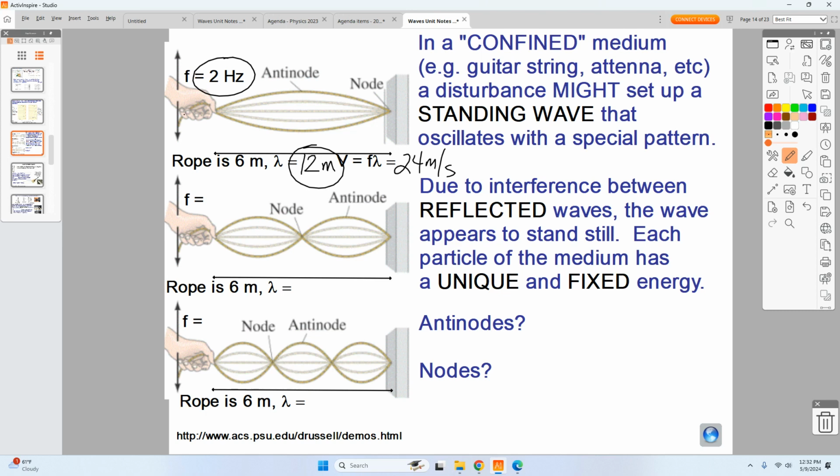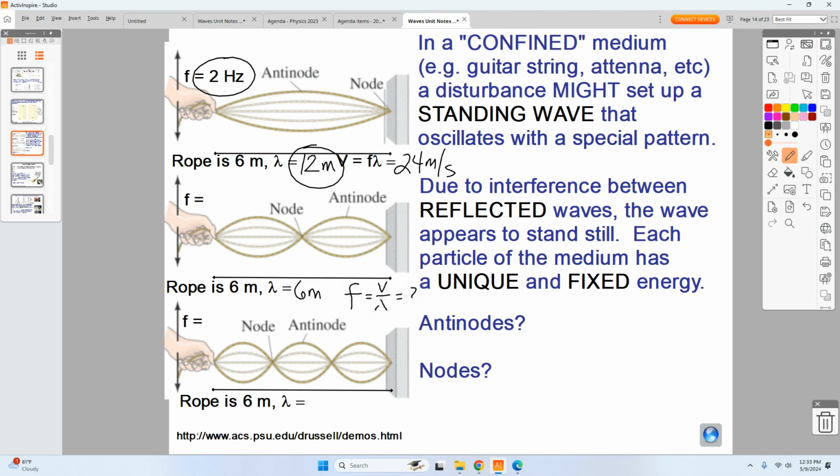Now, the next frequency that we had set up, the rope is 6 meters still, right? It's the same length. What is the wavelength now? It's 6 meters. My question for you is, what is the frequency of that oscillation? Do you guys agree that the speed is the same? It's the same kind of rope? So what would be the frequency of that oscillation? I take the velocity divided by the wavelength.